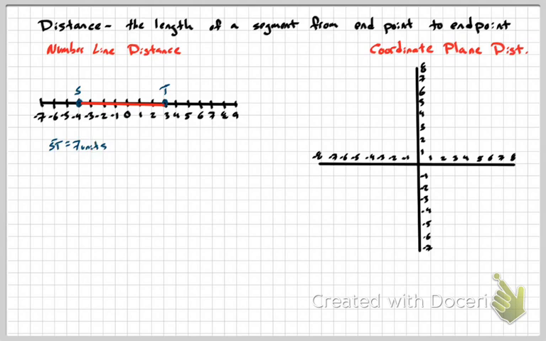What I can do is take the absolute value of the difference of these coordinates. My second coordinate, if I'm reading this left to right, is T. My first coordinate is S. T's value is 3 on the number line. S's value on the number line is -4. I want to take the absolute value of the difference of those. So if I did 3 minus -4, that becomes 3 plus 4, and that gets me 7. Notice it's the same distance.